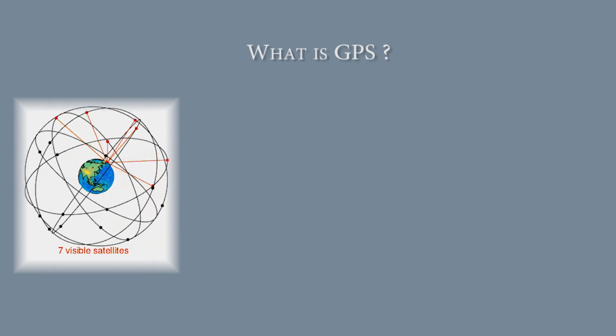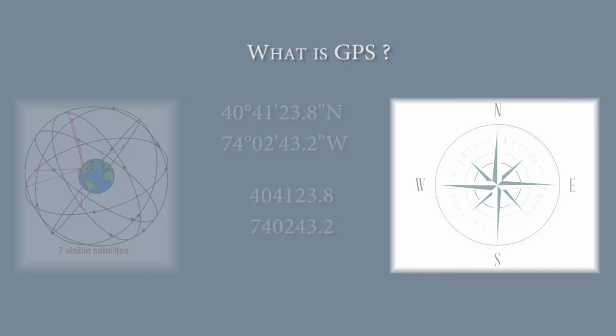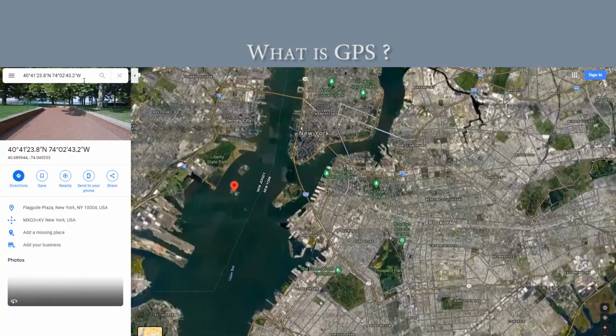A GPS receiver requires signals from at least 3 satellites to calculate latitude and longitude. If it gets a signal from 4 satellites, it can also calculate altitude. So when you see a set of coordinates like this or this, you are reading a latitude and longitude. Latitude represents north-south location and longitude represents east-west location. By combining both, you can pinpoint any spot on the surface of the earth.